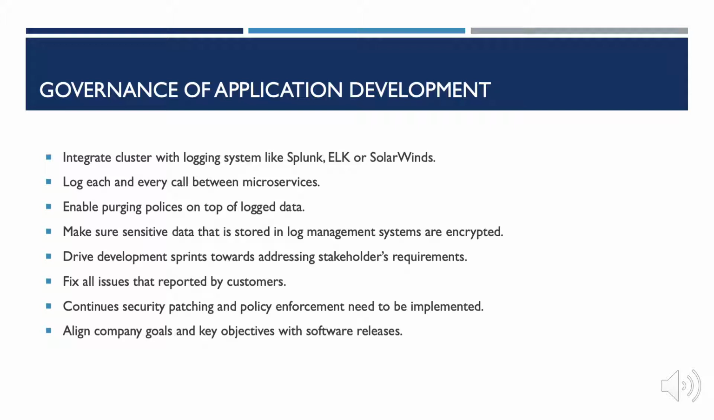Next is driving development sprints towards addressing stakeholder requirements. So these are the main key areas that can be achieved. The development team should closely work with the business team, pick a specific feature that stakeholders are looking for, and develop the microservice and deploy based on need. Fix all issues reported by customers. I usually am part of hotfix deployments. Whenever we get feedback from stakeholders, we fix them automatically.